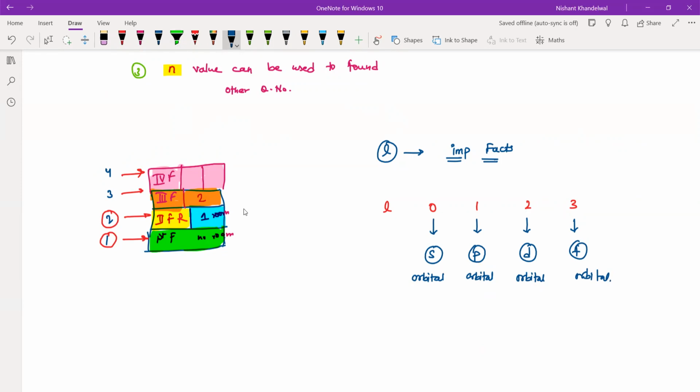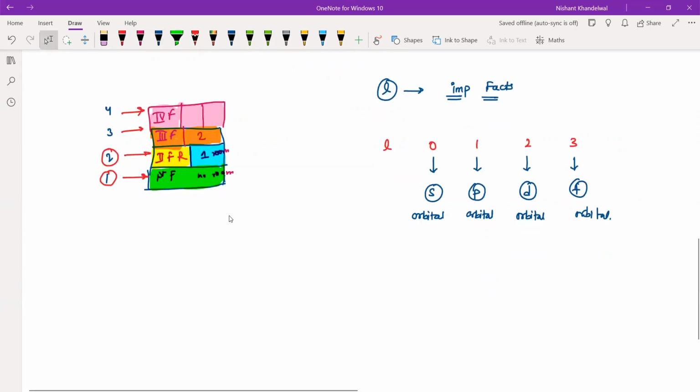Now what is this L value going to help with? Why are we calculating these L values? The question is: it tells you about the shape of the orbital. If I talk about S orbital, it is spherical in shape. P orbital is something like a dumbbell.